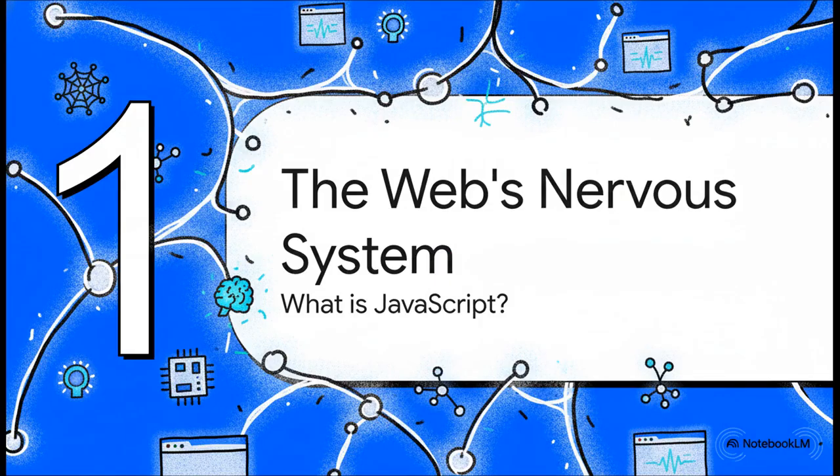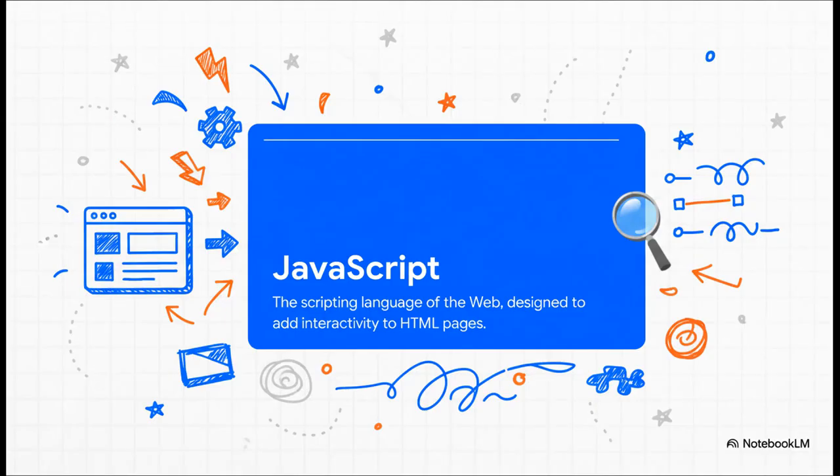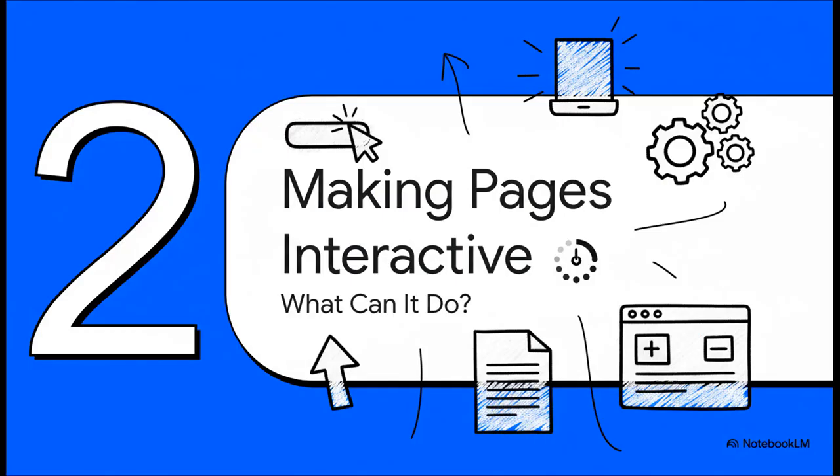So let's really dive into that idea. We're calling this first section the web's nervous system because that's exactly what it is. We're going to get a really clear, solid understanding of what this language is all about. So, at its very core, JavaScript is the official scripting language of the web. Its whole purpose, its entire reason for being, was to add that layer of interactivity to what were otherwise just static, boring HTML pages. It's not about the structure, it's all about the action. And that leads us perfectly into our next section, making web pages interactive.